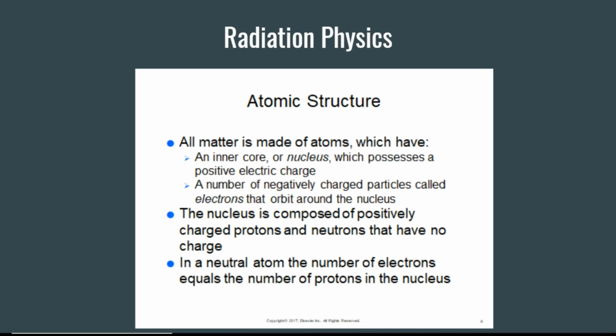Each atom is going to have a certain number of electrons and a certain number of protons. And in a neutral atom, the number of electrons will equal the number of protons in the nucleus. On the outside rings or orbits, also known as shells, you have the electrons. So if you have 7 electrons on the outside of the ball, you're going to have 7 protons on the inside of the ball, and that would be a neutral atom.